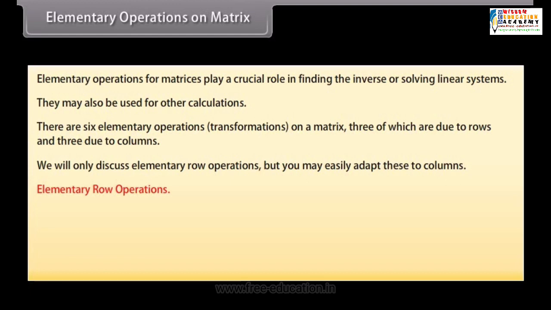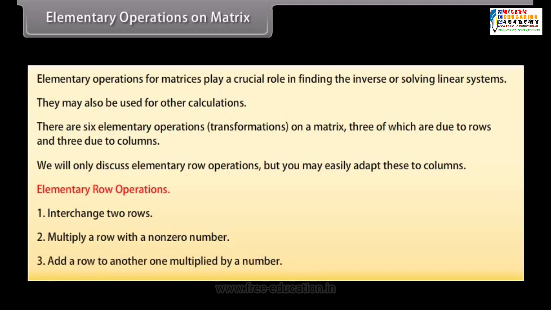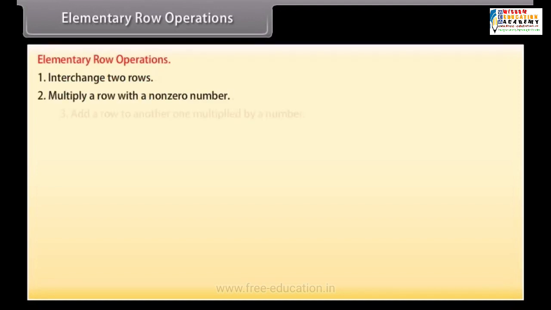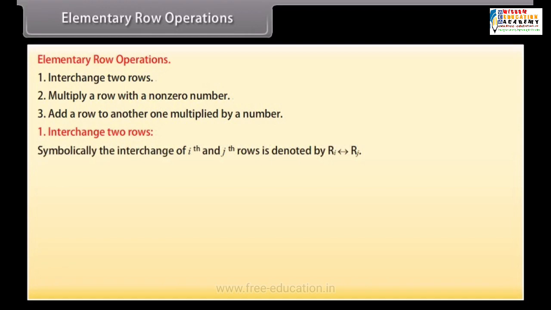Elementary row operations. Interchange 2 rows, multiply a row with a non-zero number, add a row to another one multiplied by a number. Let us go through them one by one. Interchange 2 rows. Symbolically, the interchange of ith and jth rows is denoted as given below.